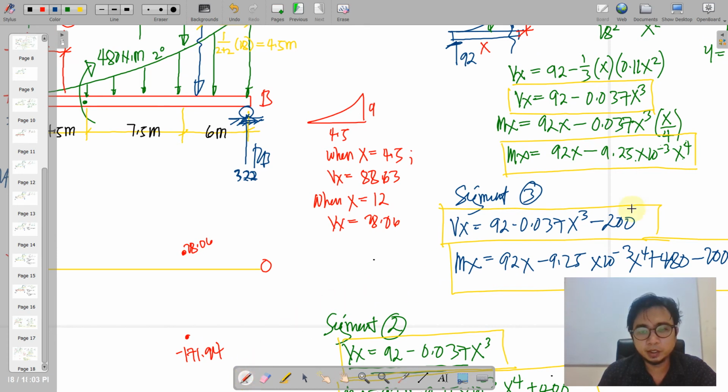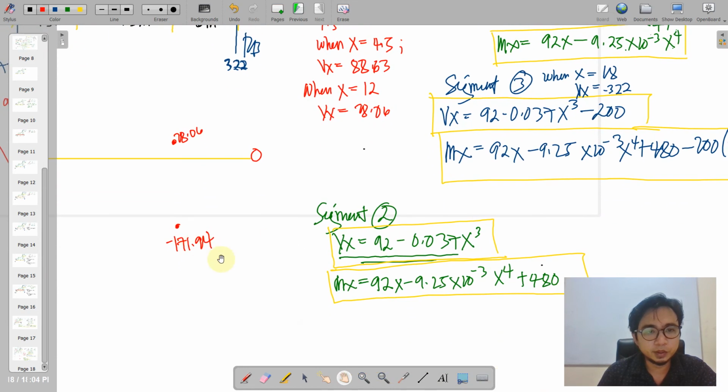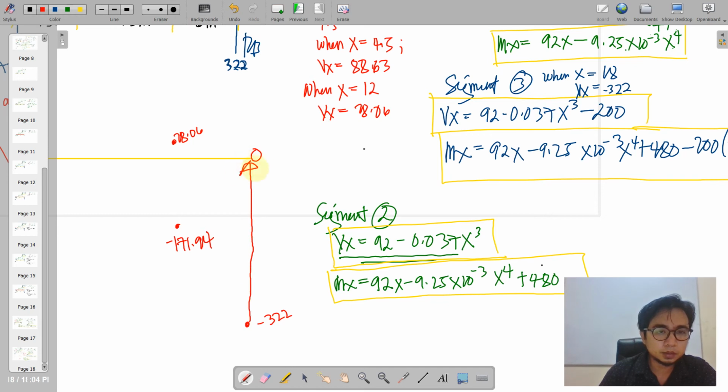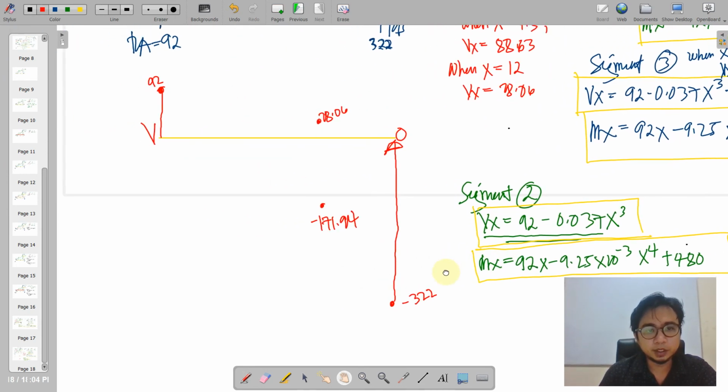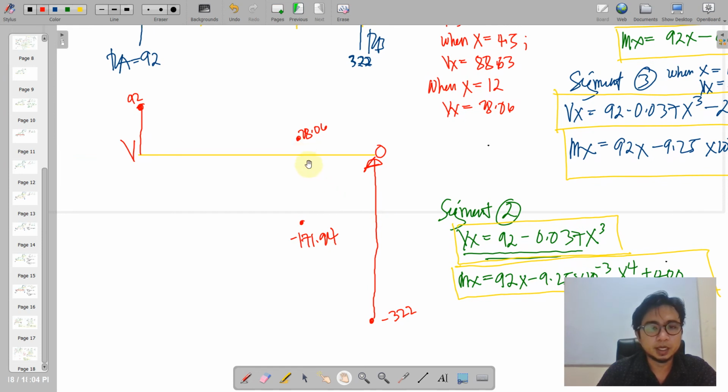So we can say that here, segment 3, when x is 18, Vx is negative 322. Okay, so negative 322. So it will further go down. And then it will turn back to 0 here because of this reaction. Okay, so let us connect first the lines here.